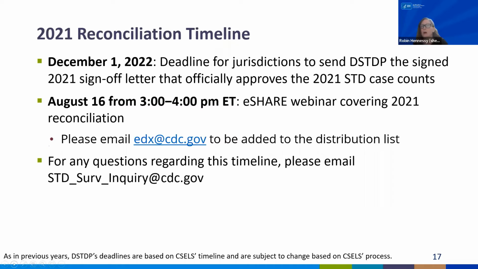And then December 1st is the deadline for jurisdictions to send their signed-off letters back to approve 2021 case numbers. Another important date to keep in mind is August 16th from 3 to 4, when there will be an eShare webinar covering 2021 reconciliation. You can use the email listed here, edx@cdc.gov, to be added to the distribution list and be able to attend that webinar. And if you have any questions regarding the timeline, you can contact the email listed here.